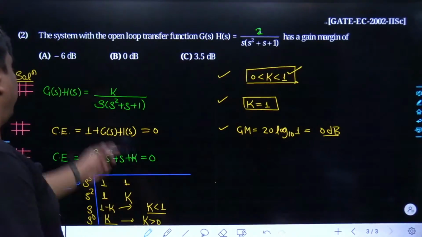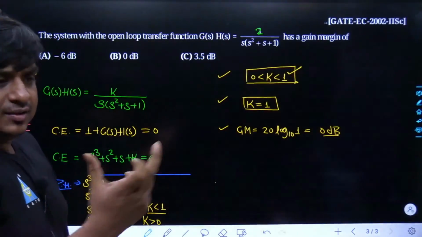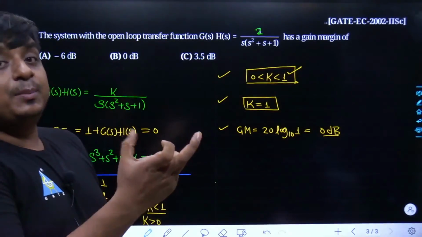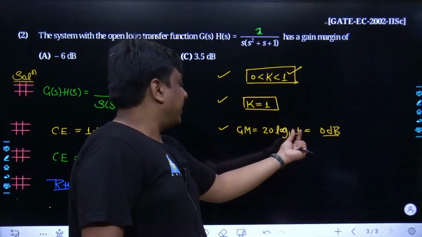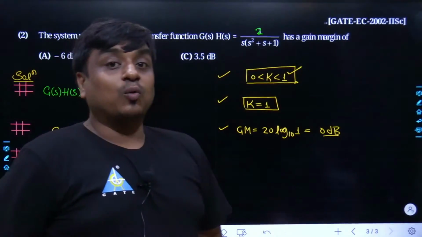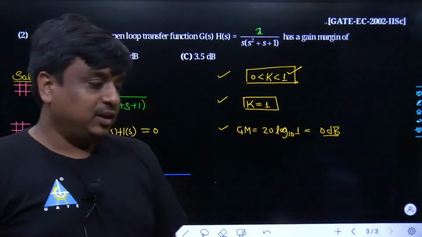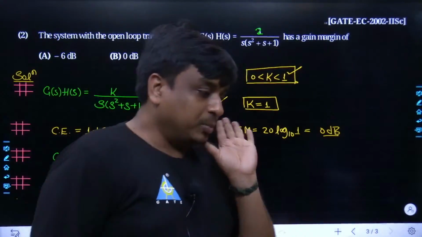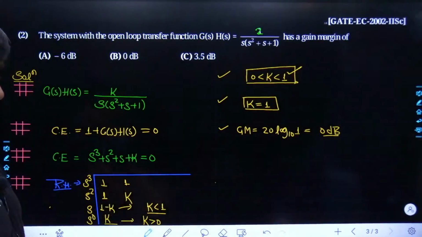Why so? When you calculate the value of K with the help of Routh-Hurwitz, the value of K would fall somewhere between 0 and 1, and once you calculate 20 log base 10 of a factor between 0 and 1, we know that whenever the log is applied over a number between 0 and 1, the result would always be negative. It would be negative, my dear friend. So the answer has also started coming. As per Amit, the answer would be minus 6 dB. That we can check now.